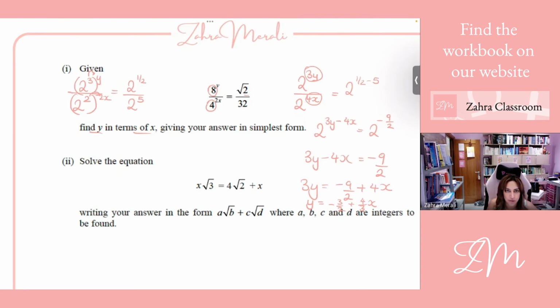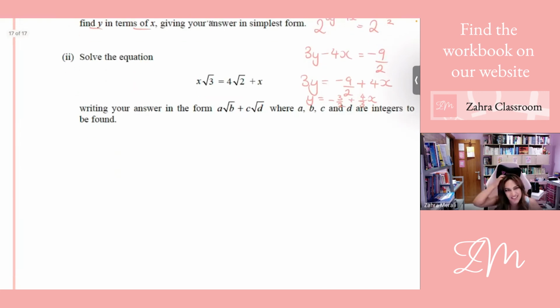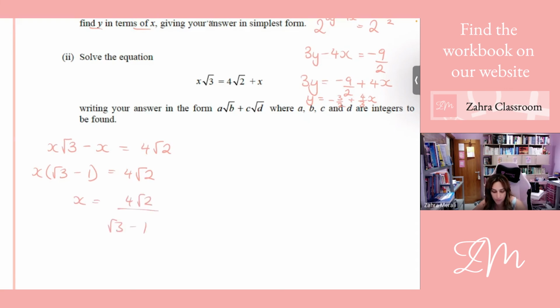So we've now got the next bit. So solve that equation. So on first glances, you'll be like, I'm trying to get x on its own. So put all the x's on one side. So you've got x root 3 minus x equals 4 root 2. Now you're going to take x outside a bracket. Root 3 minus 1. And hopefully you can now see where this is going. We can divide by root 3 minus 1. But what we don't like it like this because it's not rationalized. So we're going to multiply top and bottom by root 3 plus 1.